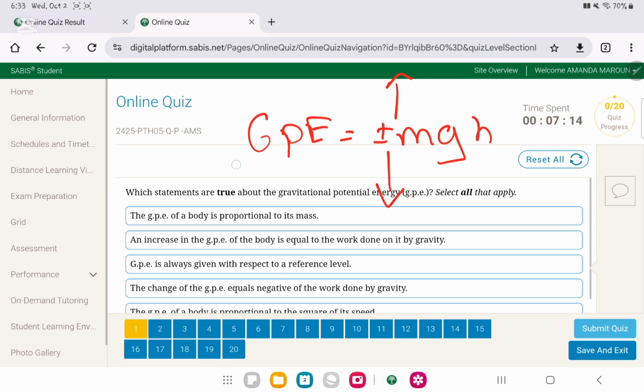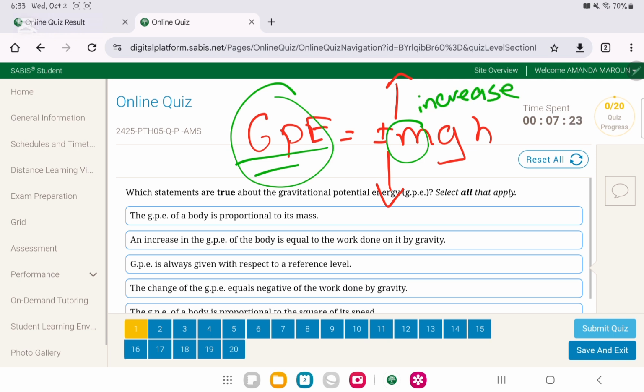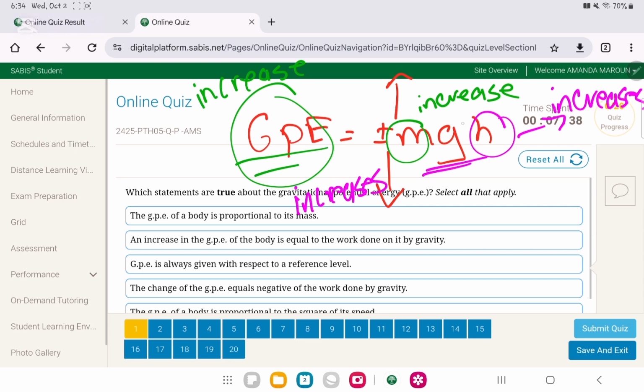What does this mean? This means that the gravitational potential energy is proportional to the mass. So as the mass increases, then the GPE will increase. Okay. It's also proportional to the height. So as the height increases, then the GPE increases. Why did I not say the g? Because the g is always constant. It's always the same for everything. It doesn't change. So no matter what it is, the g is going to be the same.